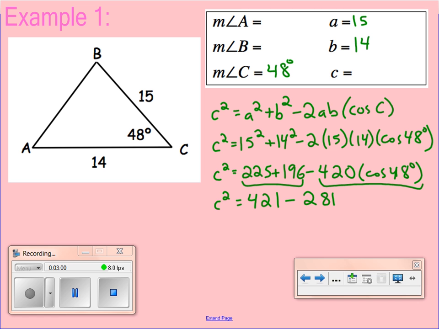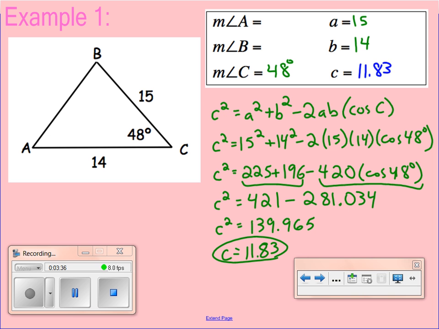So I would do cosine 48, press enter, multiply by 420, and I would get 281.034 approximately. I find that C squared is equal to 139.965. So then C is equal to about 11.83. So now we used the law of cosines to find side C, little c. And look at what we have now. Now we have a complete family.